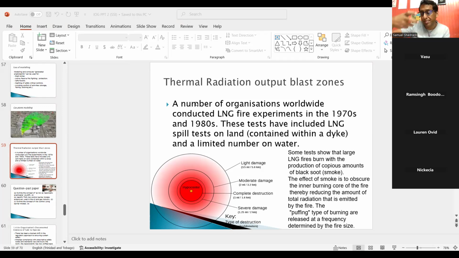Some sort of cooling vessel. So where are you in this sort of blast zone, right? If you look at the heading, thermal radiation output blast zones, you could have a better plan out of that. So a nice question here is, what are the uses of thermal radiation?